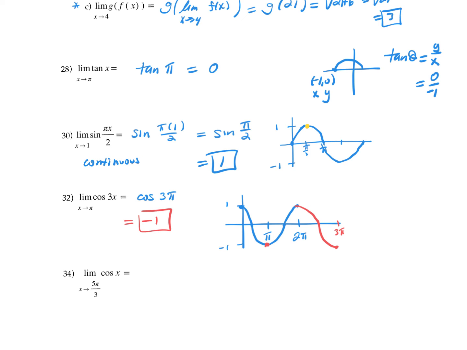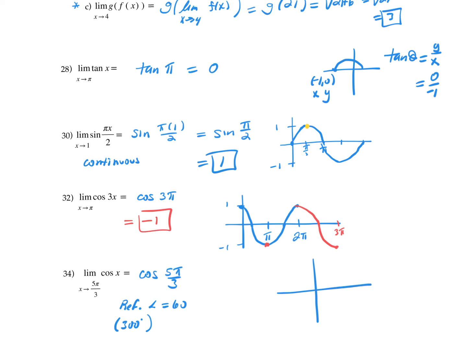Okay, so one more trig one on this page, number 34. We're finding the limit as x approaches 5 pi over 3 for cosine x. So let's look at the cosine of 5 pi over 3. If you need to, think of it as being a multiple of 60 degrees, meaning the reference angle is 60, and 5 pi over 3 is equal to 300 degrees.